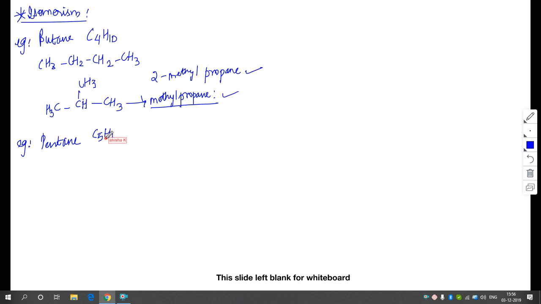Pentane will be C5H12. Yes. So have a try with this pentane. Can you tell me how many isomers can be formed with the help of pentane? Is it 4? Can you put it on the board if possible?